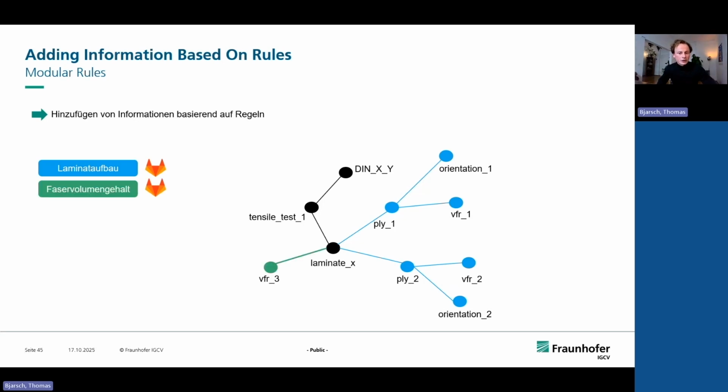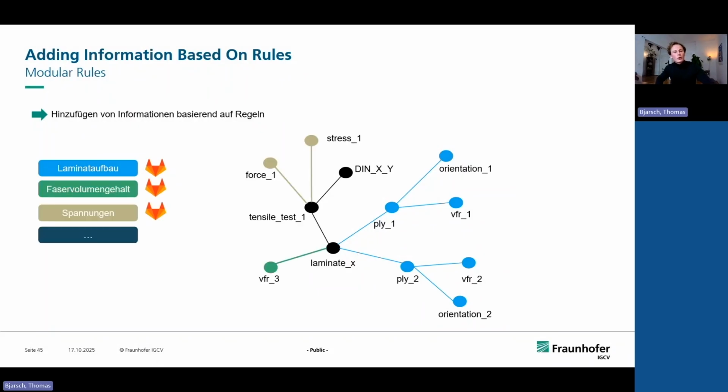Or, for example, search for the densities of the carbon fibers and of the polymer, and if you find them, calculate the fiber volume content and append the triples. Or if you find a specimen which has a force and a surface area, calculate the stress and append it. Here too, every rule is versioned using Git.